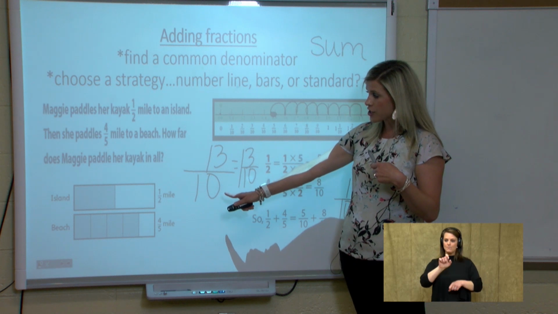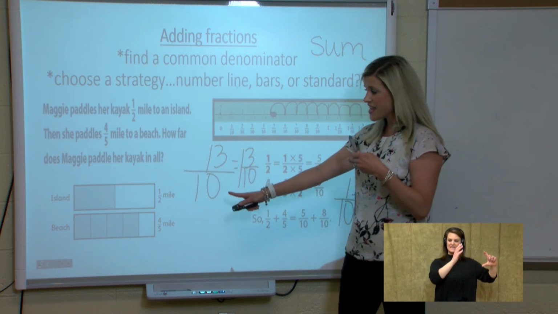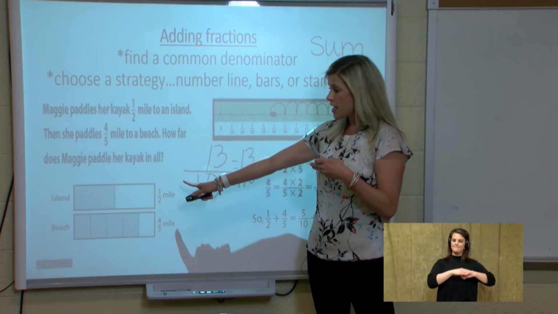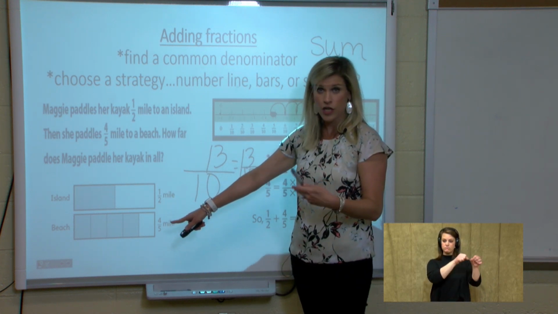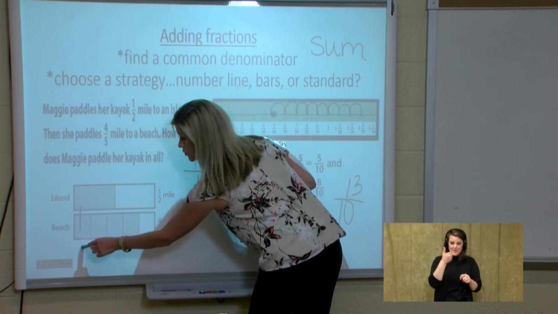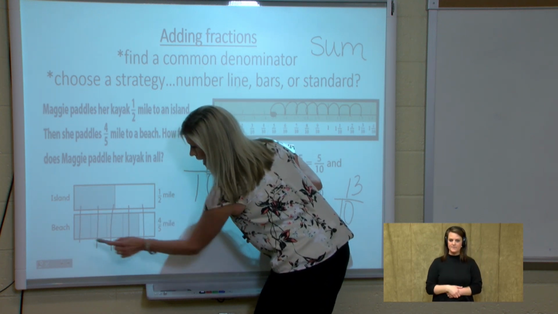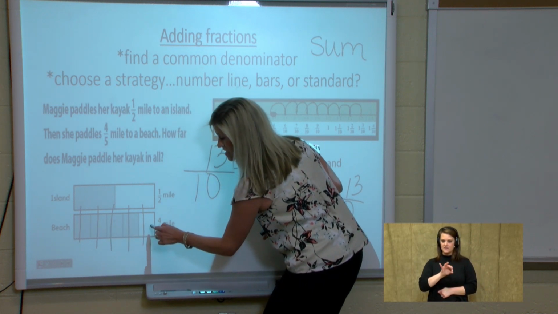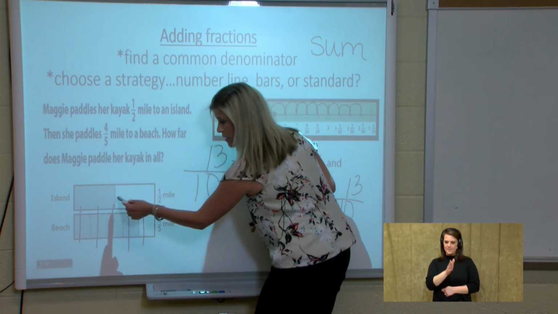This bar right here shows the island in half, the half mile. And then it shows the beach, 4/5 mile. If you broke these bars into tenths, you would again see, and I'm going to try my best to break that into a tenth there. And let's see what we have. 1, 2, 3, 4, 5, 6, 7, 8, 9, 10. There's my 10 sections. I could do the same thing up here.